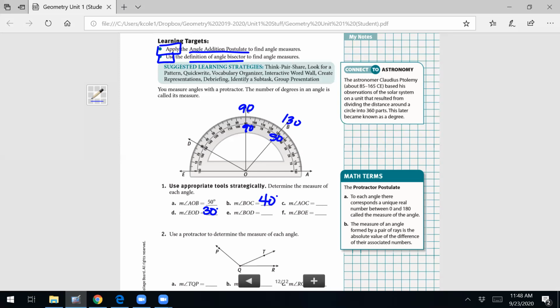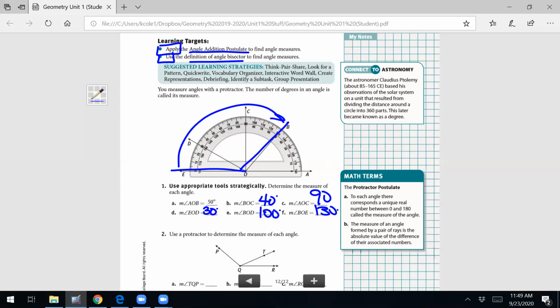What about BOD? That's 100. This is 30, this is 130, so that's 100 degrees. What about AOC? AOC is 90 degrees. And BOE would be 130 because you're going from 0 all the way to 130.